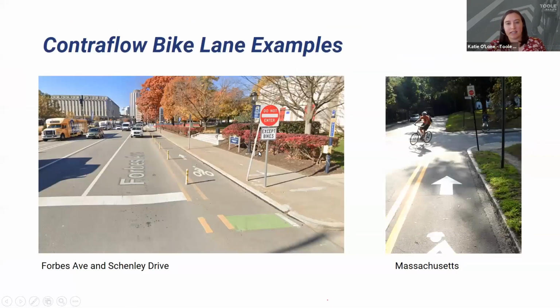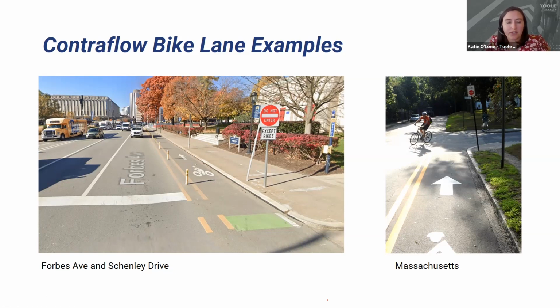If you want to move to the next slide. So these are some example images of contraflow bike lanes. We wanted to show these because Pittsburgh already has some contraflow bike lanes, for example, on Forbes Avenue and 3rd Avenue downtown. So again, with the contraflow bike lane, vehicles will continue traveling in the same way, but it accommodates two-way bicycle movement by having a contraflow lane for the bicyclists.